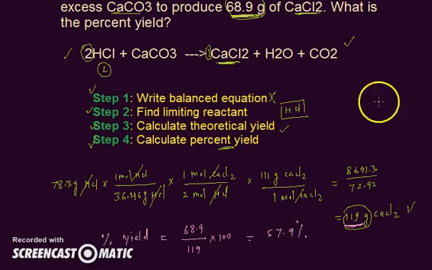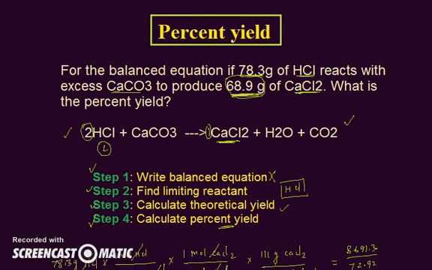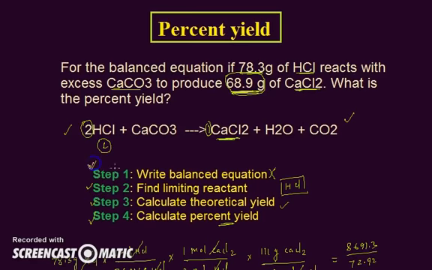This is how we calculate the percent yield by using these 4 simple steps.